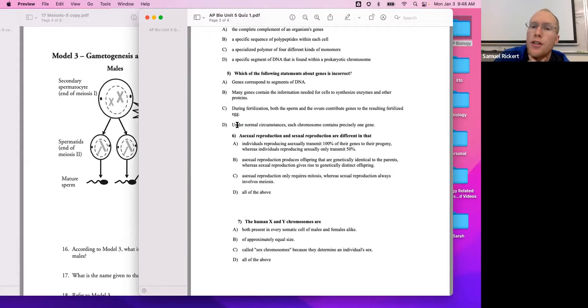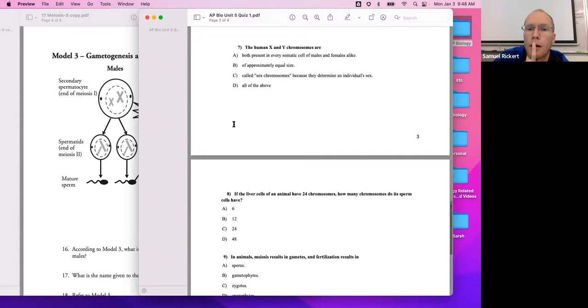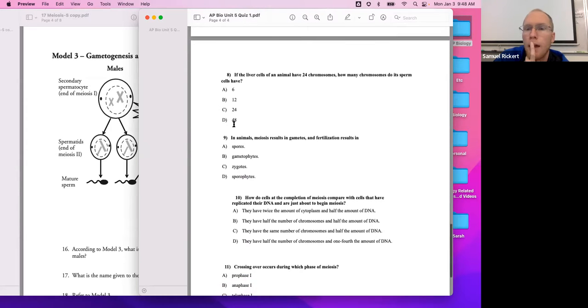But there are many genes on each chromosome. And lastly, let's look at 8. If the liver cell of an animal has 24 chromosomes, how many chromosomes does a sperm have? The important thing here is that through independent assortment, the sperm and the egg both have n number of chromosomes. In this case, the animal's 2n number is 24, so the n number is 12.